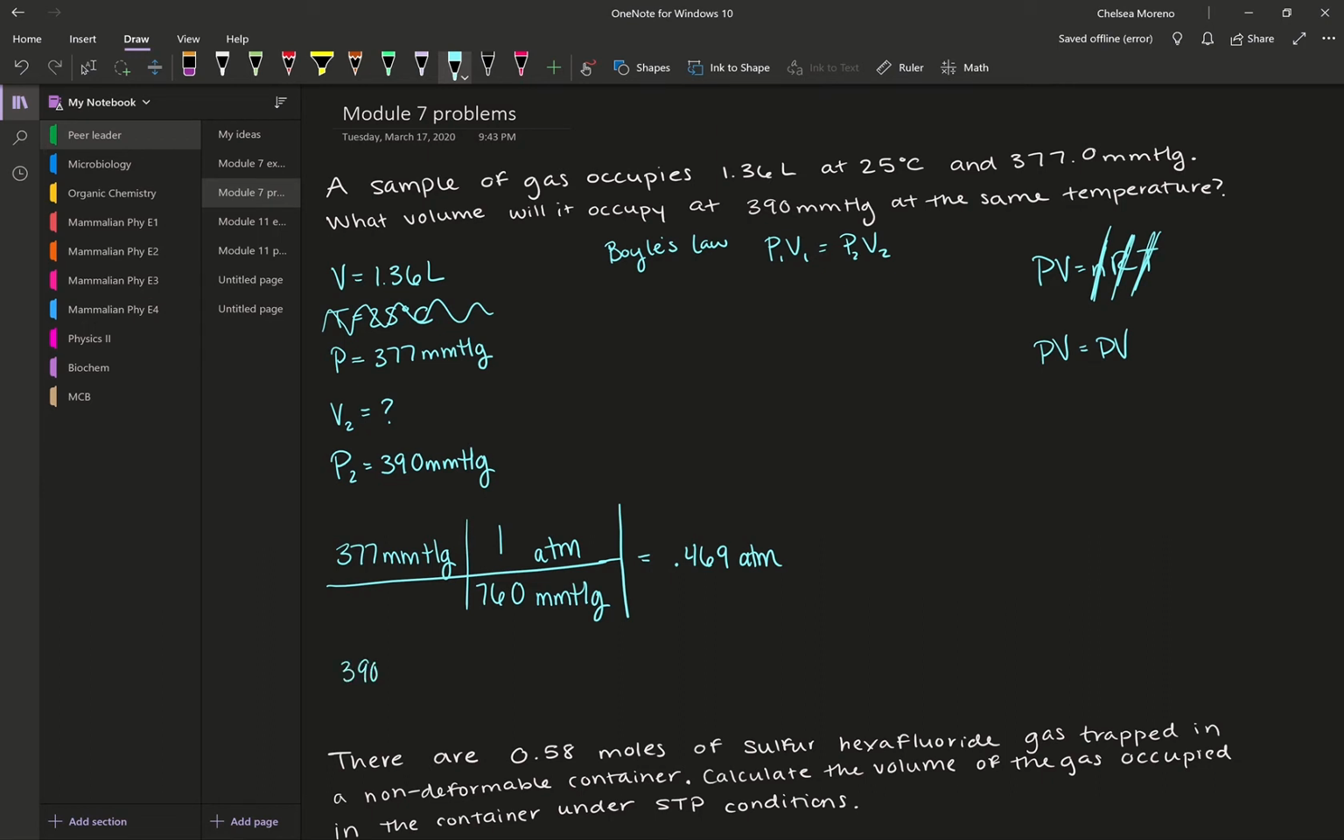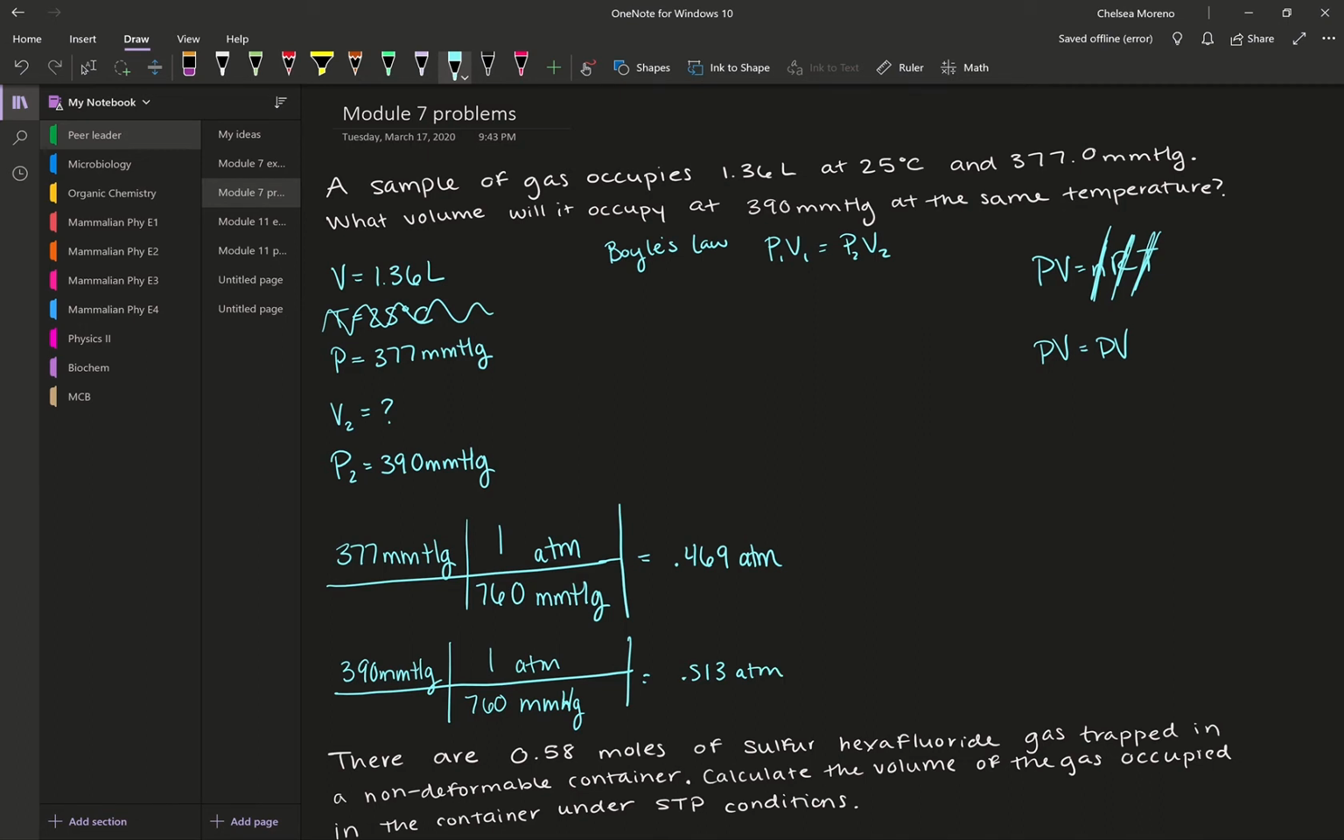Then I'm going to do the same with the other one. I'm going to say, okay, 390 millimeters of mercury, and I'm going to convert this. Again, the same thing, 760 millimeters of mercury for every 1 atmosphere. Once I do this, I should get 0.513 atmospheres.